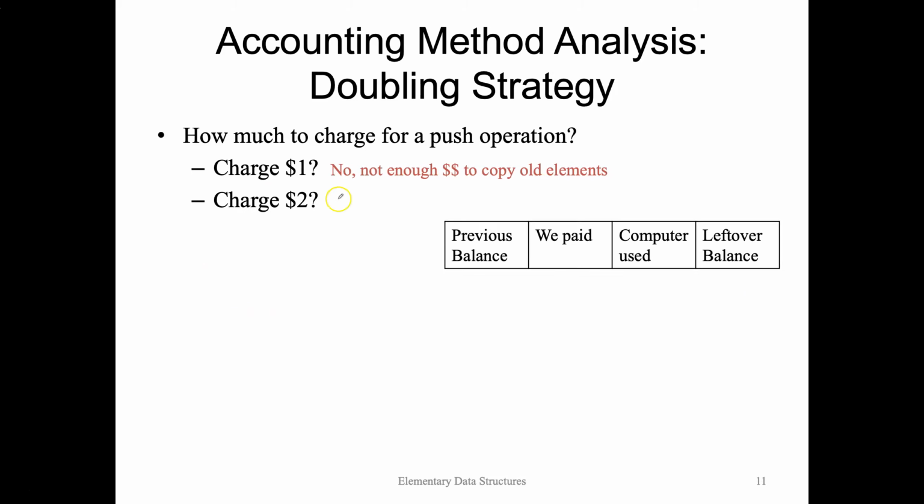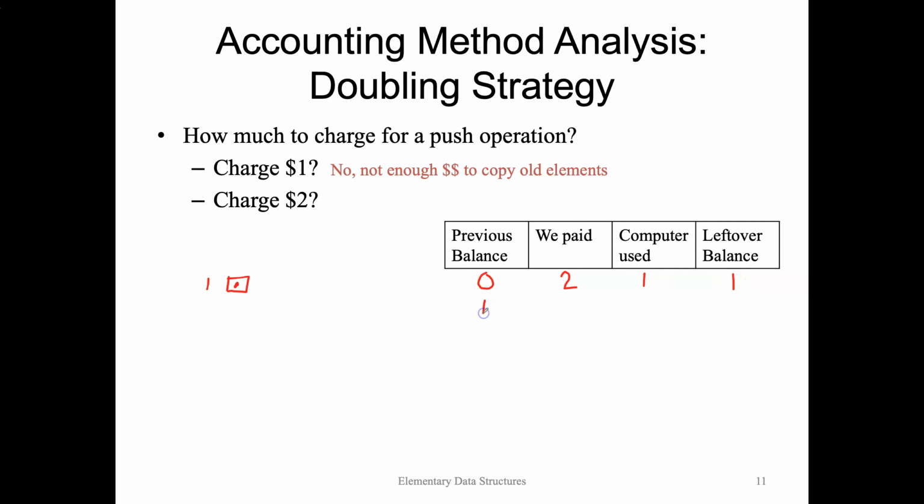$2. So we're going to do the same approach we had before. We've got no money to work with. Now we're going to pay the computer $2 each time. And how much money does the computer actually need? So the first time we do this, we have an array of size 1. The computer needs $1 in order to push that element on, to insert it into that index of the array, which means now, since we paid $2, we have $1 left over.